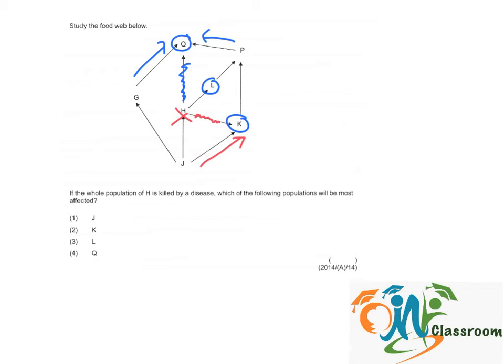However, for L, if H is gone, L will have nothing to feed on. So L will be most affected. Answer is 3.